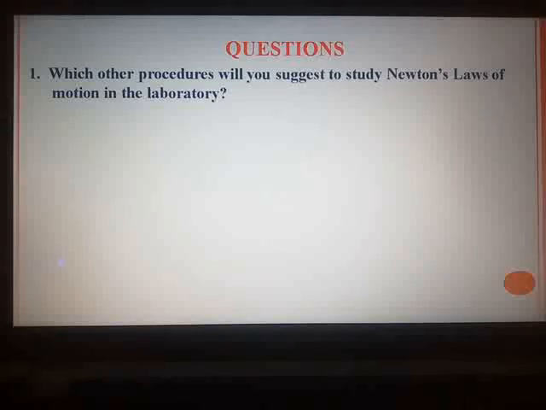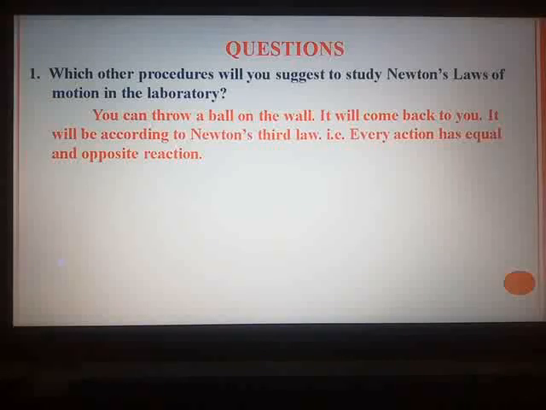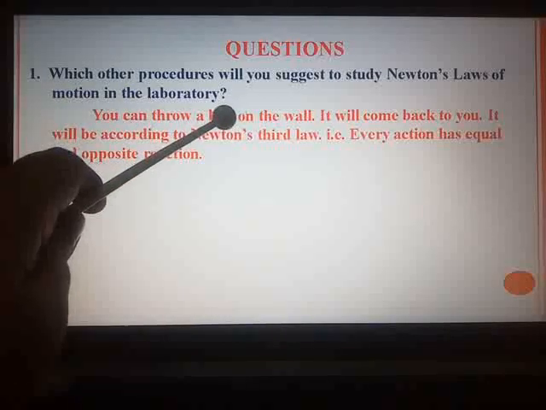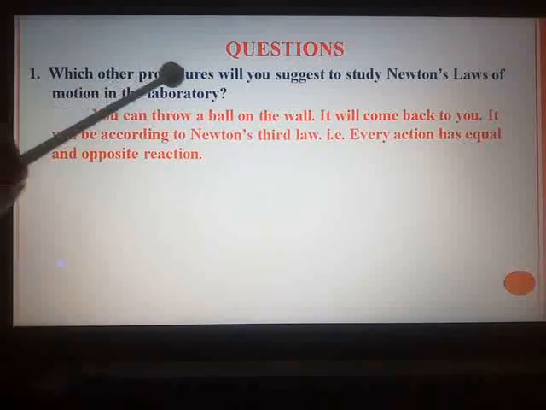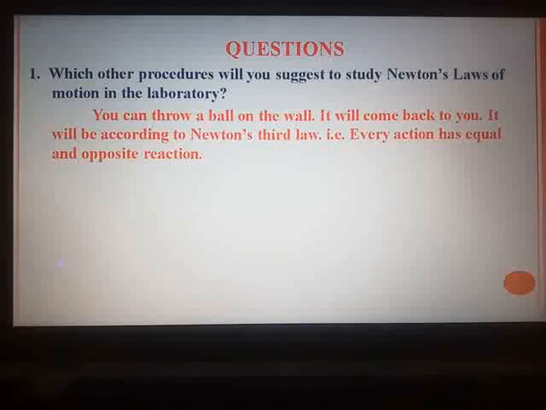Now n number of procedures you need not write. Any one procedure from where you can study Newton's law of motion, that procedure you can write. A simple one I have selected. You can throw a ball on the wall. Now they have asked, will you suggest in the laboratory? At present, you are not visiting the laboratories in the school. You all are at home. So whatever procedures you can do to study these laws at home, that procedure you can write.